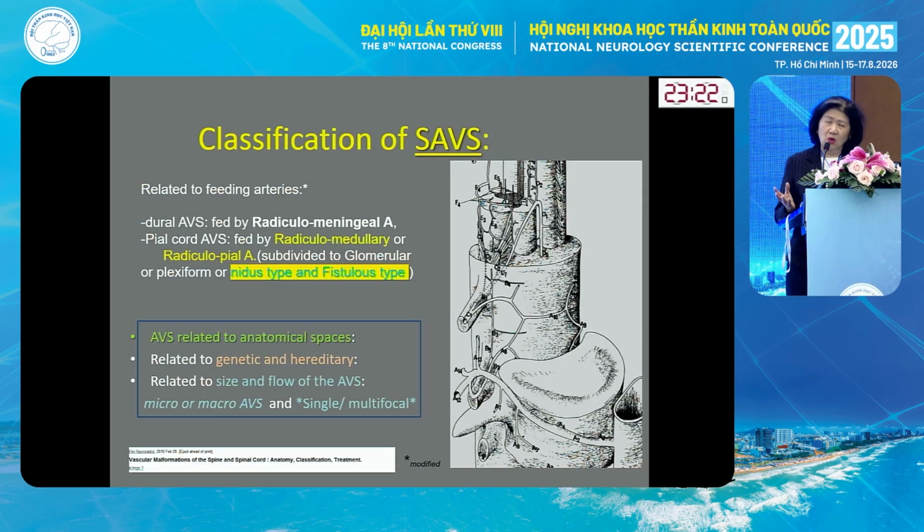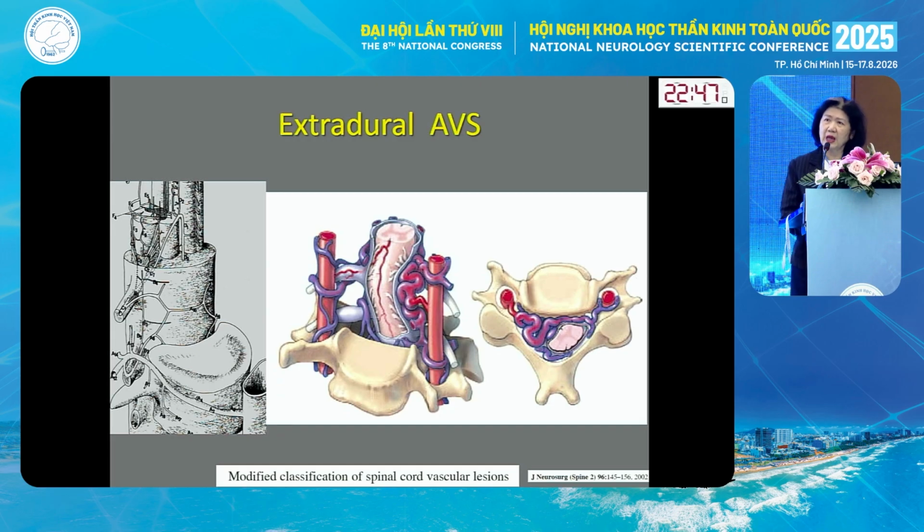We know that each group is supplied by each type of artery. So spinal vascular anatomy is mandatory to know. For example, dural arteriovenous shunts are fed by the radiculomeningeal artery, while pial cord arteriovenous shunts are supplied by either the radiculomedullary or radiculopial artery. They can be divided into glomerular or plexiform nidus type or fistulous type. We start with something outside the dura, called extradural arteriovenous shunt.